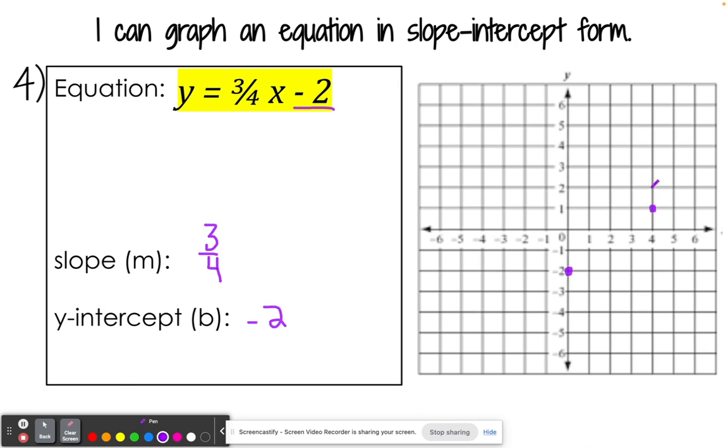Rise up 1, 2, 3 and run. I can't go 4, but I can go down 1, 2, 3 and run to the left 1, 2, 3, 4. And I will have my nice straight line. If I had a straight edge that I could draw with, there would be a nice straighter line, but I don't.